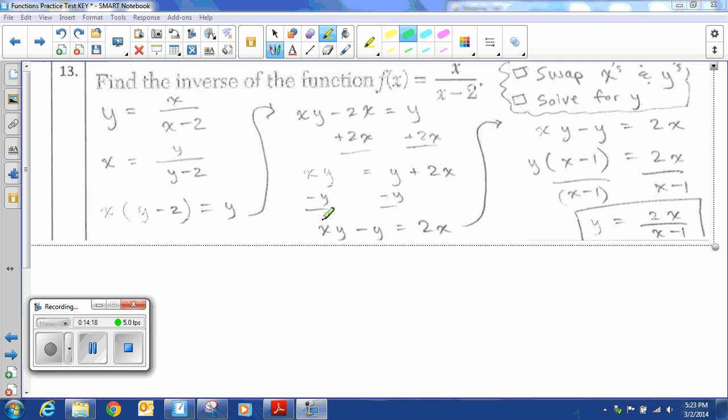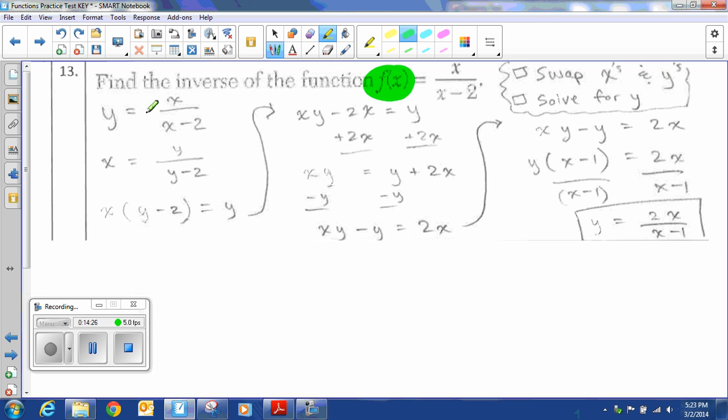Okay, here we're going to find the inverse of the function algebraically. You need to swap the x's and y's. So as you can see, I copied it down. I changed f of x to y notation. Y equals x over x minus 2. Then I switched it to x equals y over y minus 2.